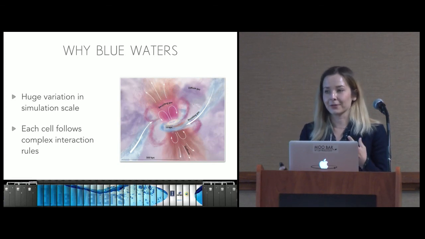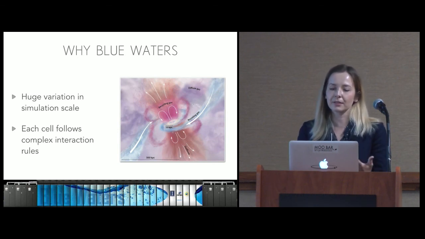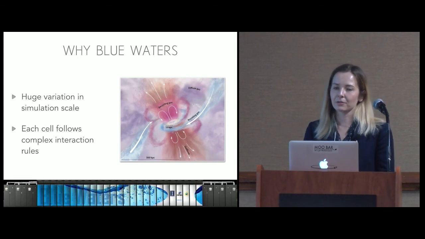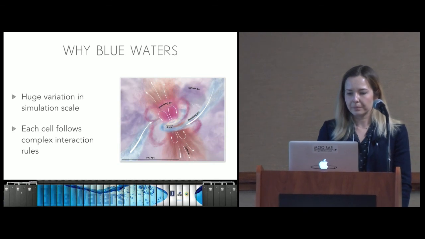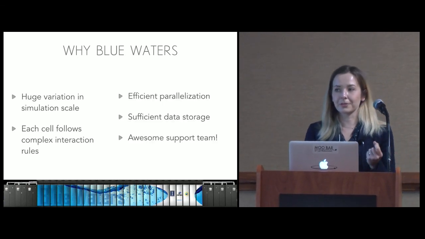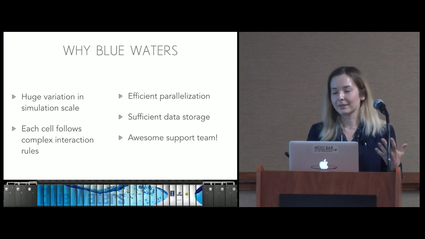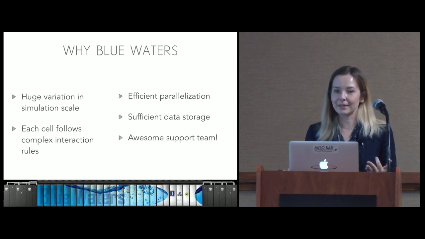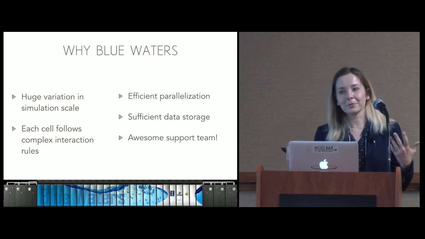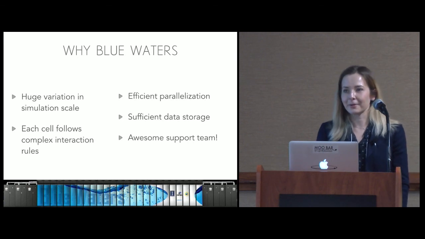And not only are there lots of grid cells to capture that resolution, all of the cells follow complex physics interactions. We have the thermal gas, magnetic fields, cosmic rays, gas cooling, star formation, and so it can get expensive. Blue Waters is really great for this. It helps get the jobs running quickly. They're parallelized efficiently. I have plenty of storage to store my data. And there's a really awesome support team that answers all my questions right away and makes my life really easy.